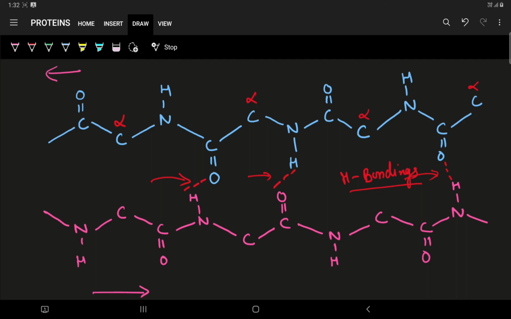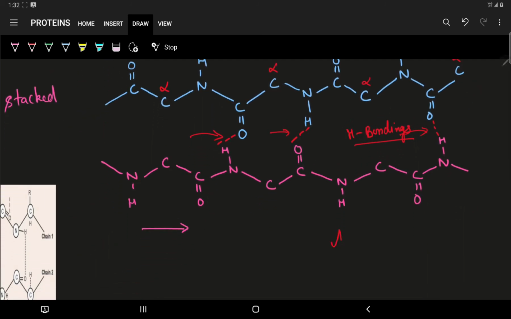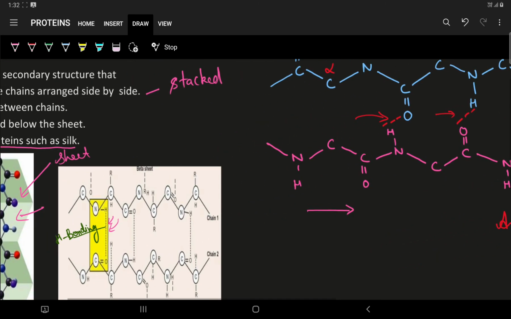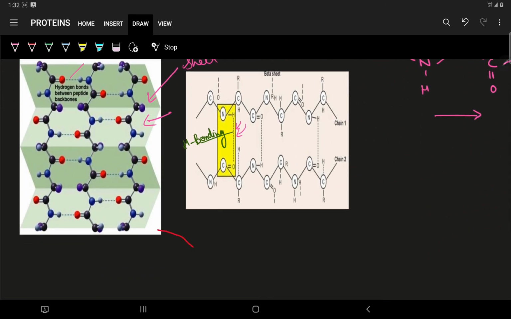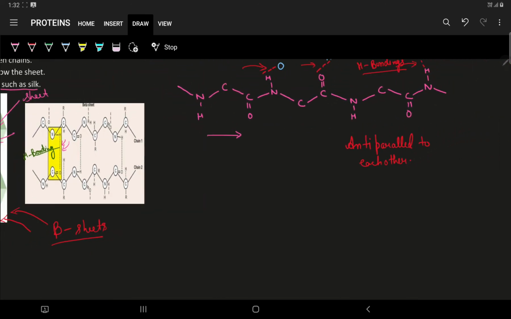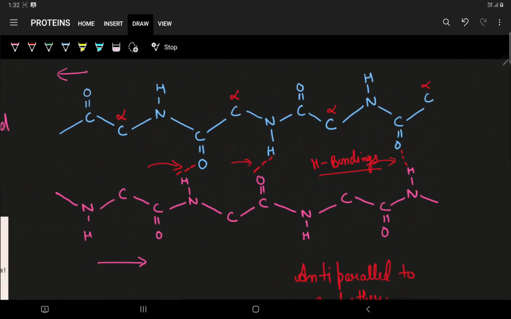They are anti-parallel to each other. There is an important characteristic that both the polypeptide chains are anti-parallel to each other. So this arrangement, if further extended, leads to this type of structure here, forming beta sheets. I hope the structure of beta sheets is clear. See here once again, these are the beta sheets, with the hydrogen bondings between them.